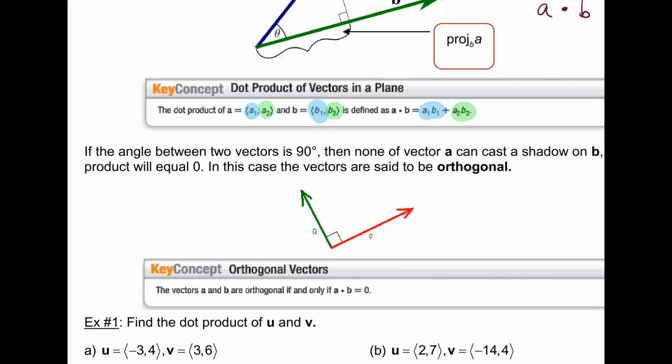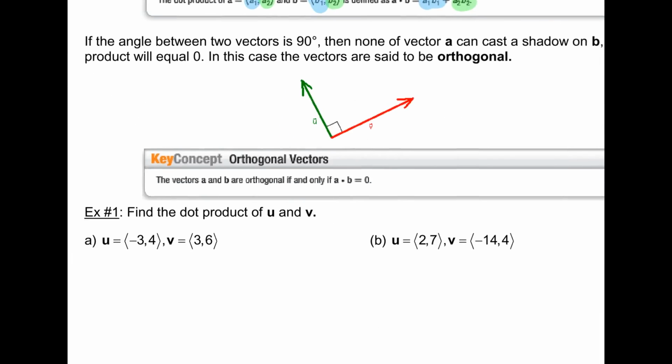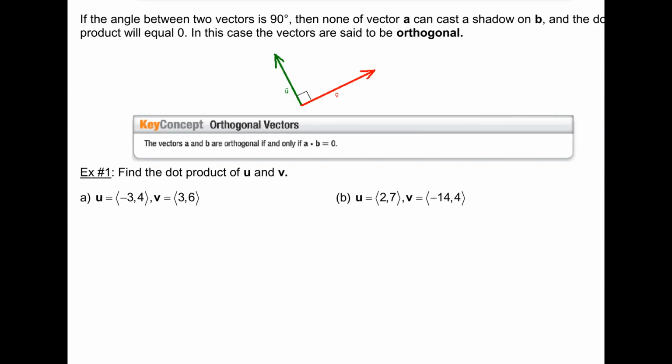So, dot product of vectors in a plane. If the angle between two vectors is 90 degrees, then none of vector A can cast a shadow on B. Okay, so this is what happened 6 days ago.